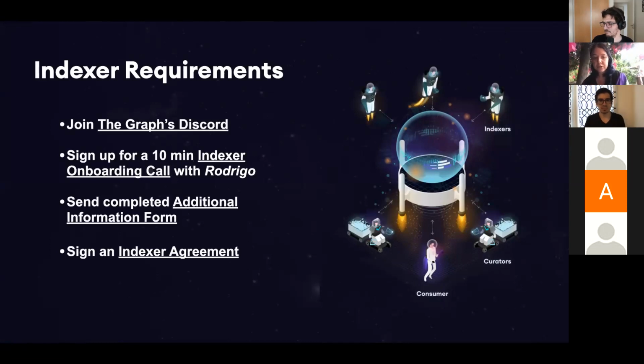Please also fill out the additional information form. This is just some basic info about your username so we can provide the correct access, and also the Ethereum testnet address that your team will be using, and also the indexer agreement. As I mentioned, that will have some more detail on scoring and rules.